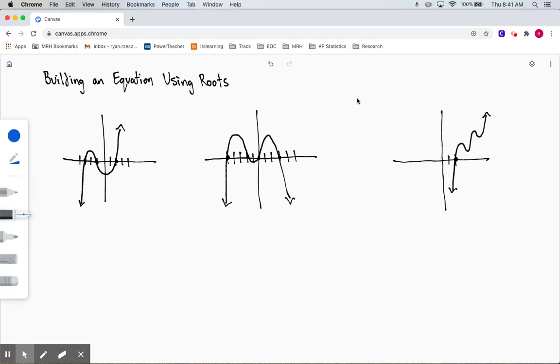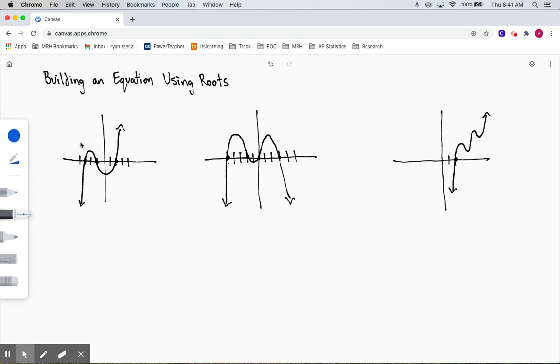Now that we know how to solve an equation by using the x-intercepts or roots, we can actually work backwards and figure out the equation for a graph if we can see where it hits on the x-axis. So we're sort of working backwards from our previous video.